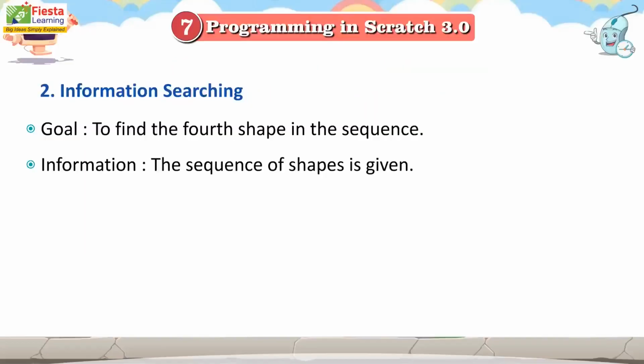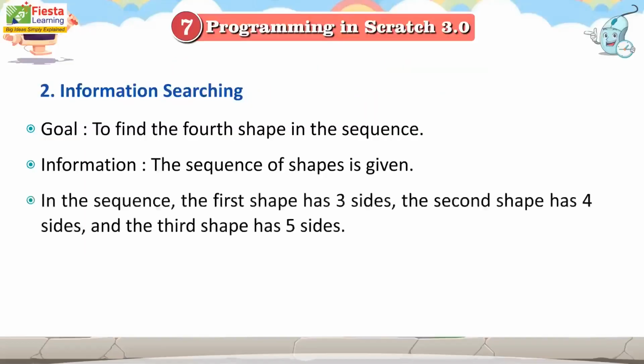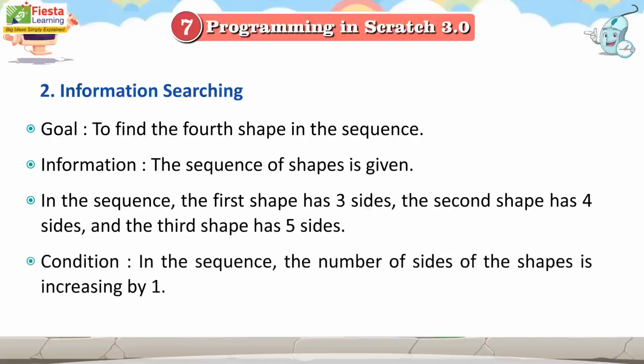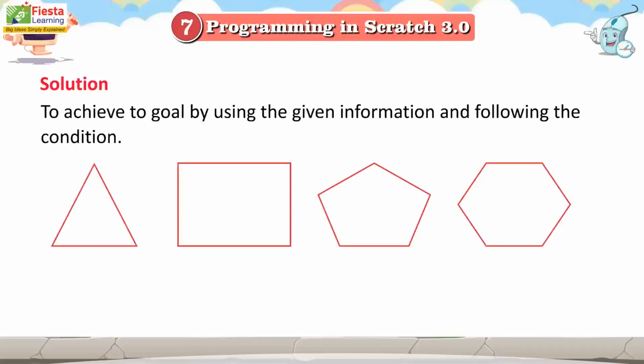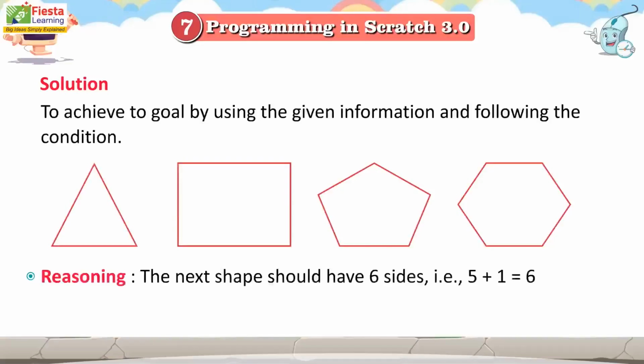A sequence of shapes is given. In the sequence, the first shape has 3 sides, the second shape has 4 sides, and the third shape has 5 sides. Condition. In the sequence, the number of sides of the shape is increasing by 1. Solution. To achieve the goal by using the given information and following the condition. Reasoning. The next shape should have 6 sides, that is 5 plus 1 is equal to 6.